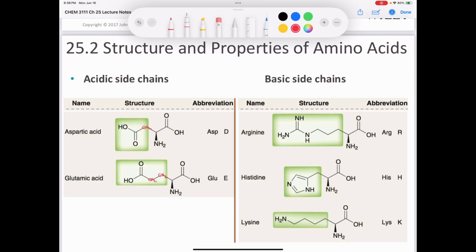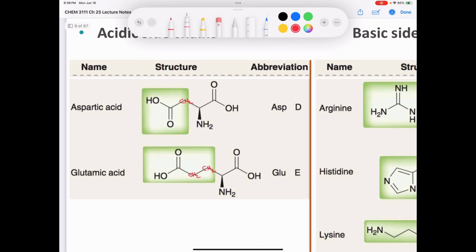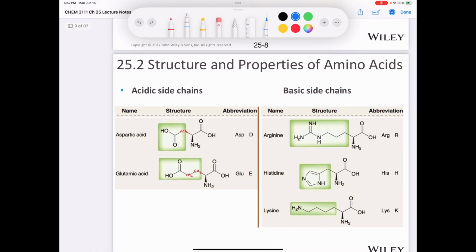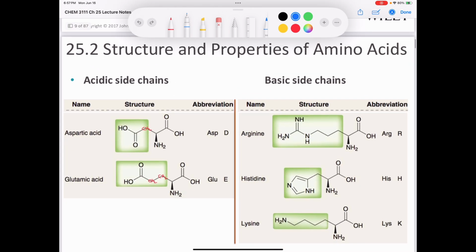One last thing I'll mention is you've probably noticed how close the structures are of asparagine and glutamine to aspartic acid and glutamic acid. Aspartic acid, if you replace the hydroxyl with NH2, becomes asparagine, and glutamic acid, if you change this to NH2, becomes glutamine. So you can see how they're pretty close in structure, which maybe makes it a little bit easier to memorize because of that pattern.